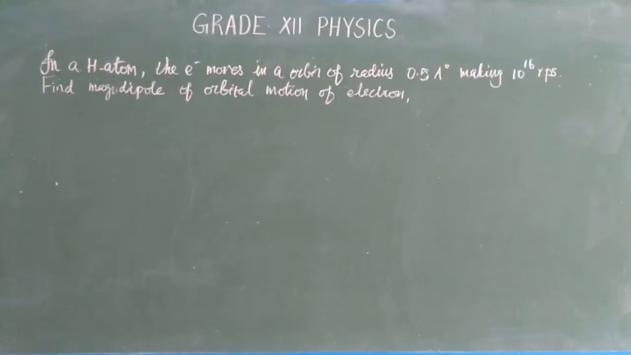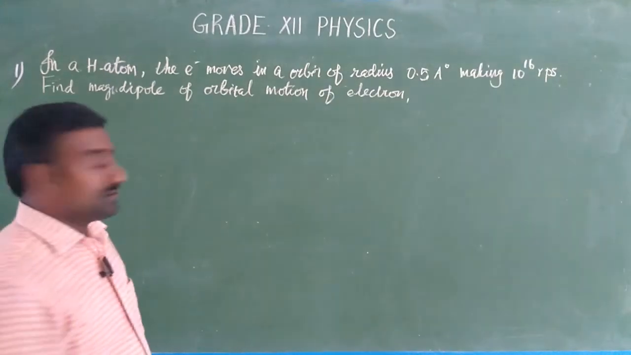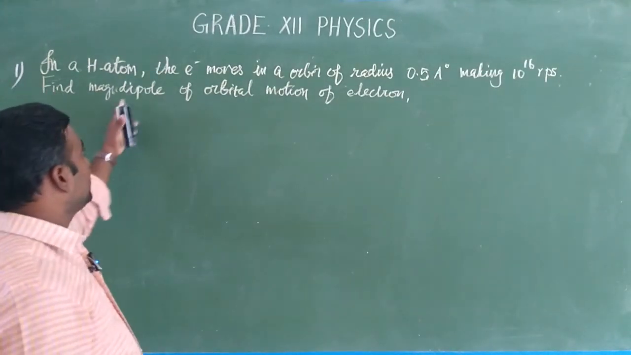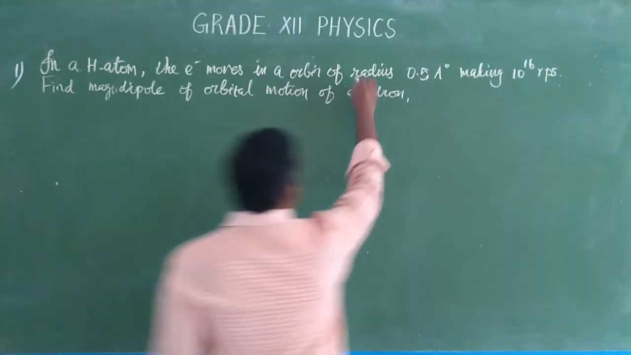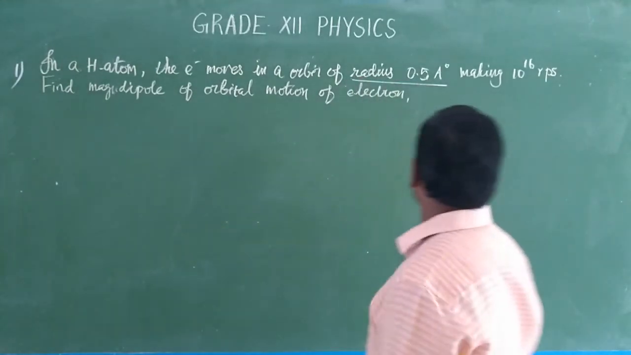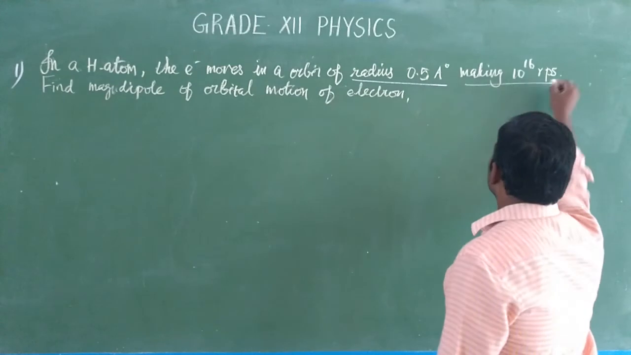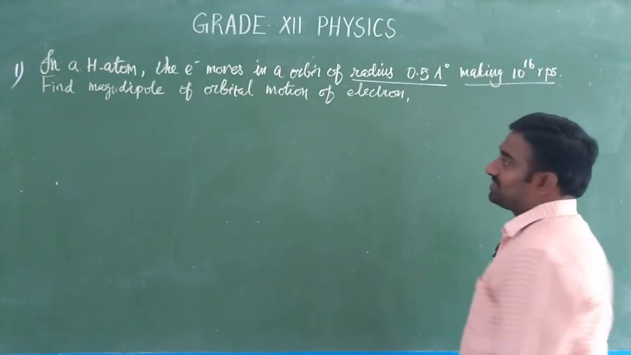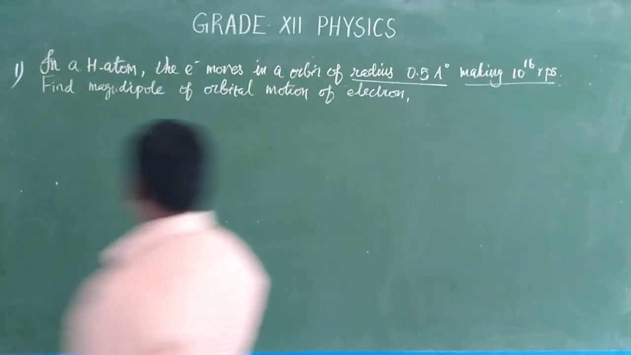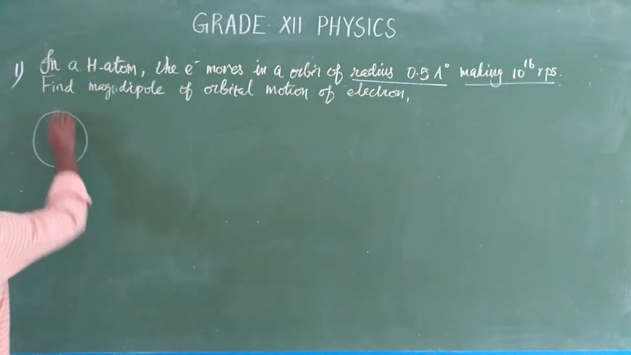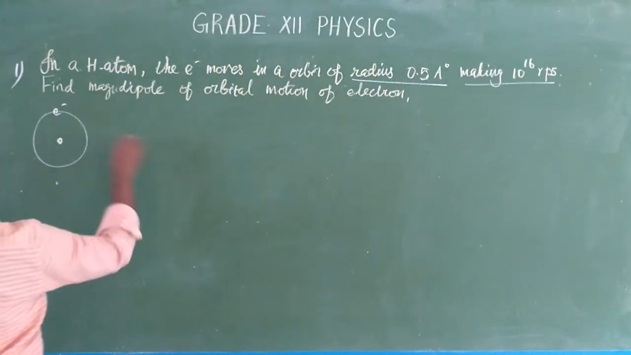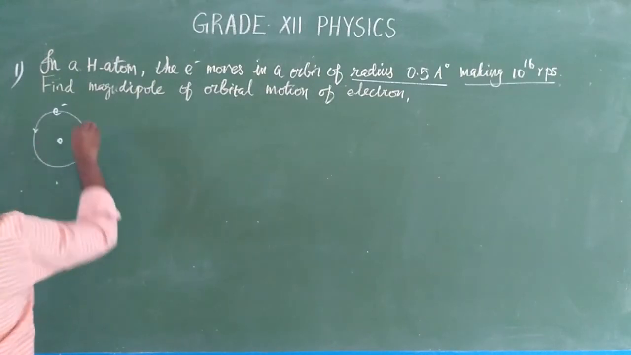Look at question 1. This is a question related to the Bohr magneton. In a hydrogen atom, the electron moves in an orbit of radius 0.5 angstrom, making 10 to the power 16 rotations per second. Find the magnetic dipole moment. A hydrogen atom has a single proton and a single electron. This is the path of an electron in a hydrogen atom.